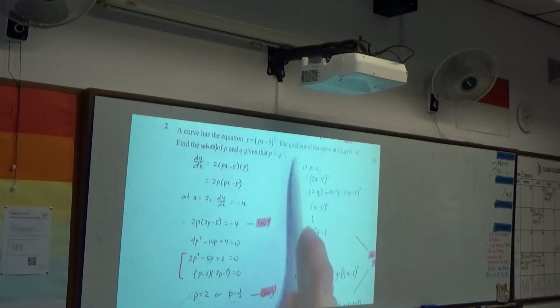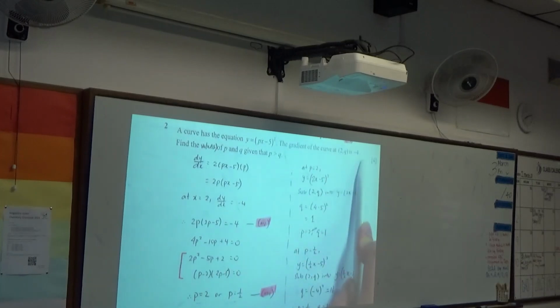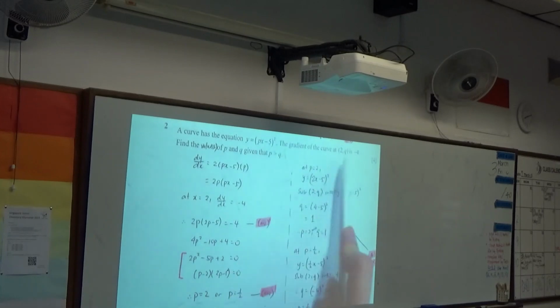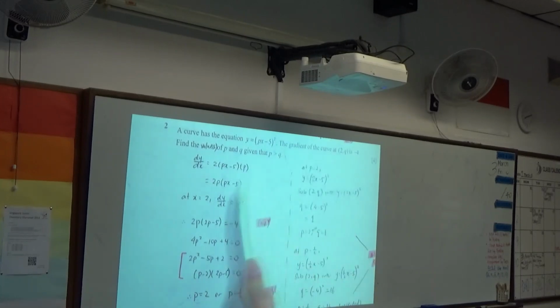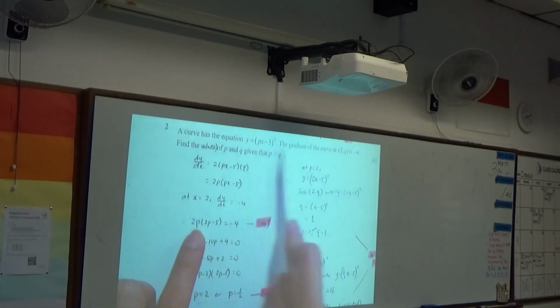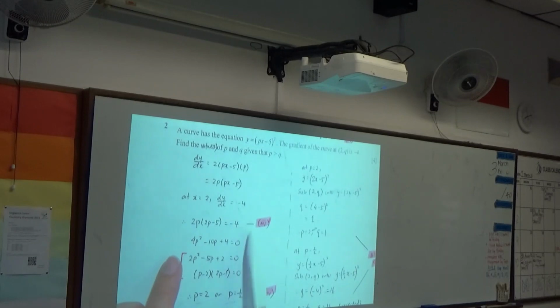First of all, it says that the gradient of the curve at a certain point is -4. So what we can do is to do dy over dx, substitute this point into dy over dx and then equate it to -4. This is the full use of the information that has been given to you. Then after that you can solve, and most of you are able to find that p equals 2 or else p equals half.